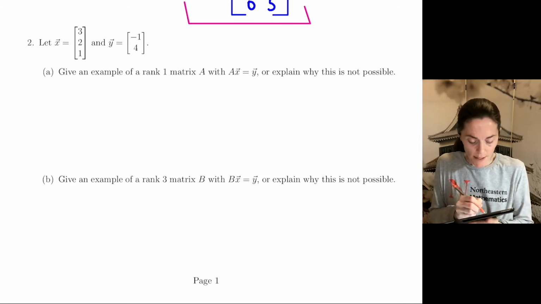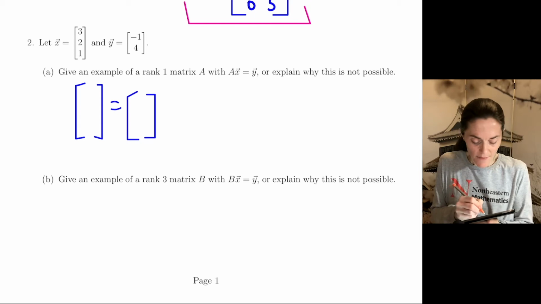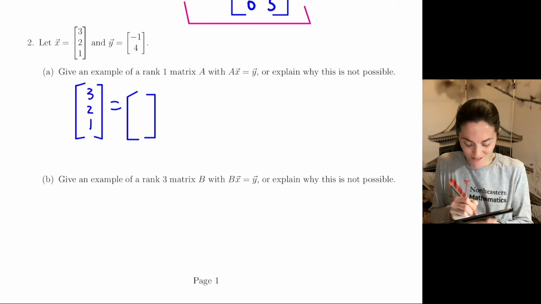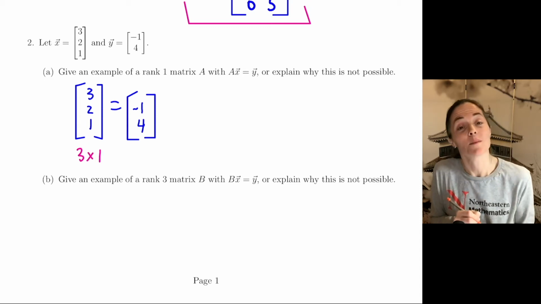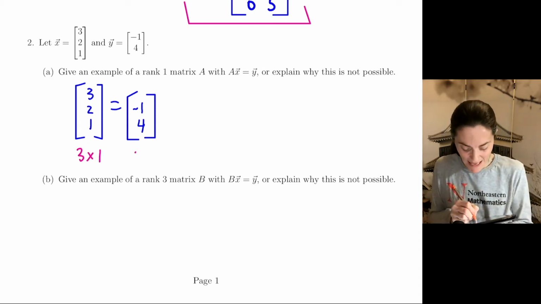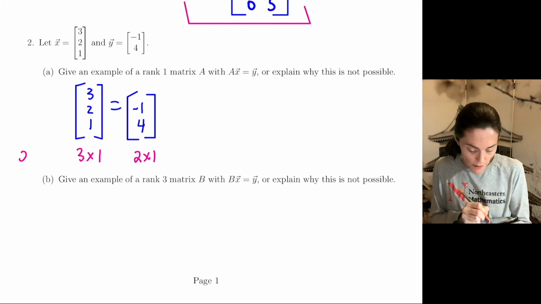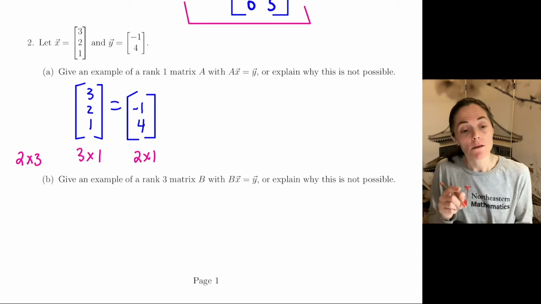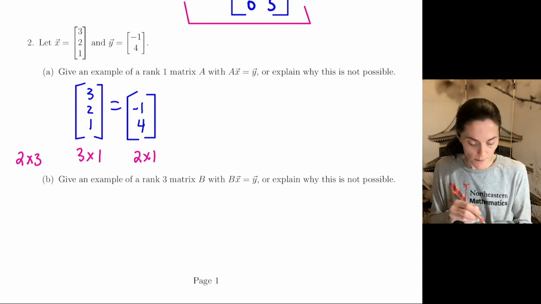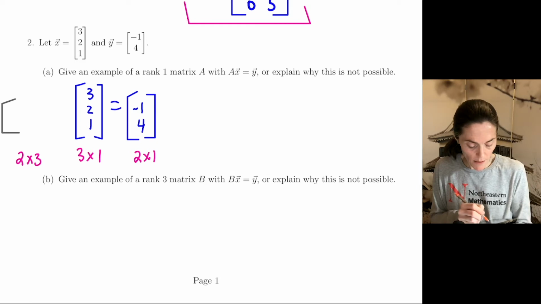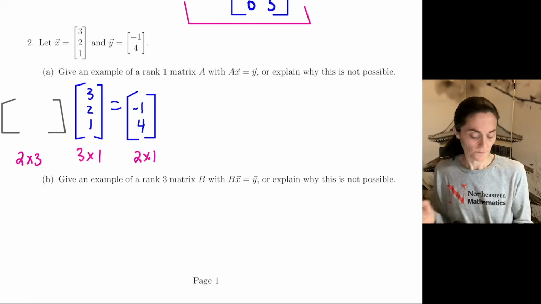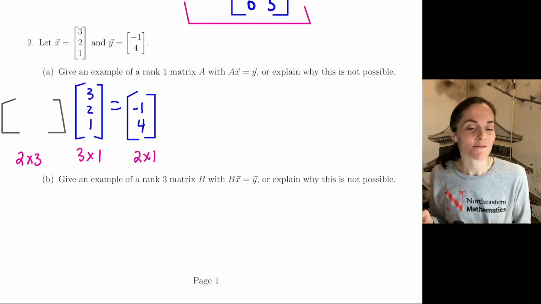We have vector X, we have vector Y, and vector X is 3, 2, 1. Vector Y is -1, 4. Vector X has 3 rows, 1 column. Just like I said, it's in R3, and this has 2 rows, 1 column. This is in R2. Well, I must have a 2 by 3 here. That means 2 rows and 3 columns. So it's going to be like this, 2 rows and 3 columns.